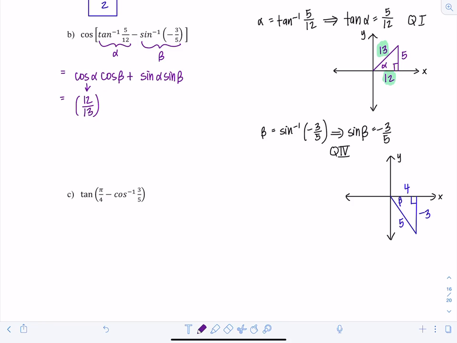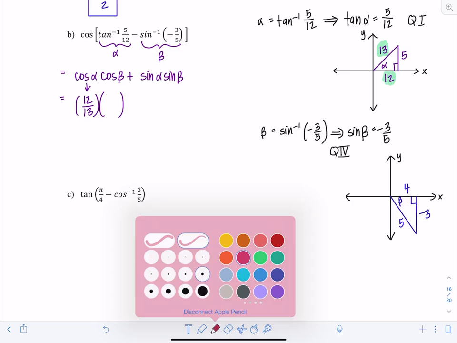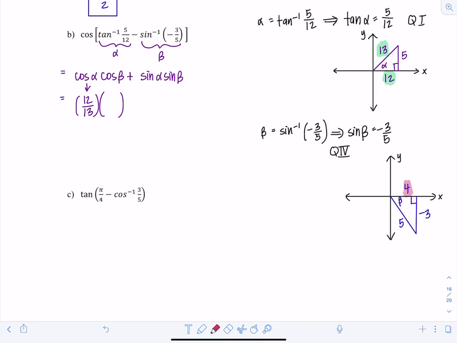Cosine beta, I go to the beta triangle now. And cosine beta is going to be, again, adjacent over hypotenuse. So that's going to be 4 over 5. Okay, see how that works? Plus sine of alpha, now I go to my alpha triangle, that's going to be opposite over hypotenuse, so 5 over 13. And then sine of beta, which is negative 3 over 5. Okay, and then now for multiplying the fractions, you just multiply the numerators, multiply the denominators. The second one's going to be negative 15 over 65, and I end up with 33 over 65.